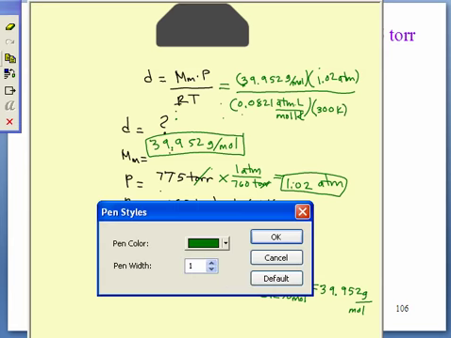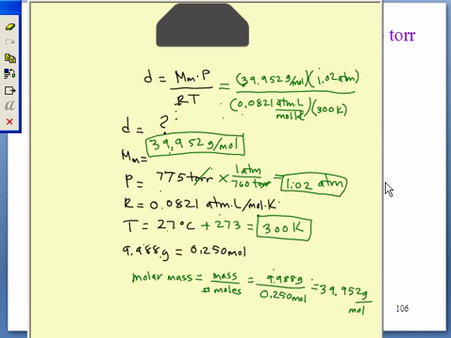Now before I do my math, I always make sure my units cancel out. If my units don't cancel out, that's a clue that I've done something wrong and I need to go back before I waste my time plugging things into the calculator. My atmospheres cancel out, my Kelvin cancels out, my moles cancel out. My units left are grams per liter, and that is exactly what I want for a density unit for my gas. And then I'm going to let my calculator do the work.